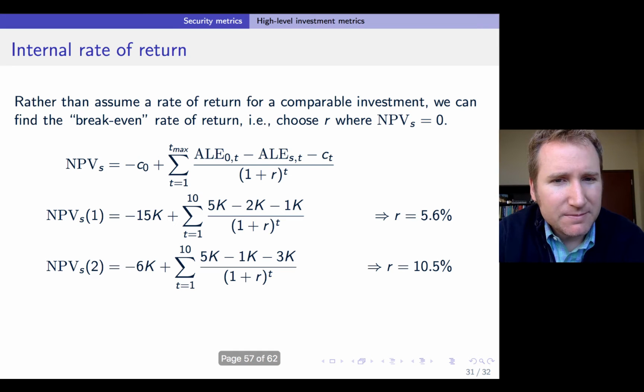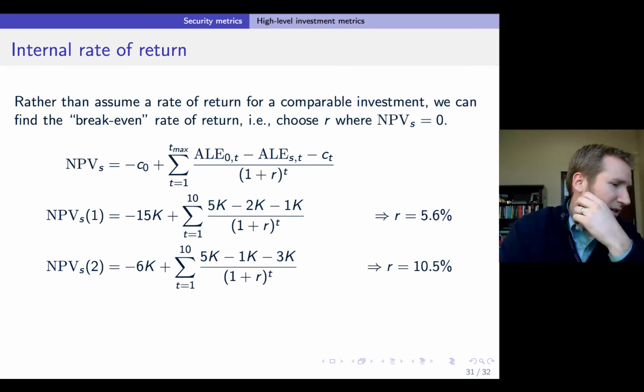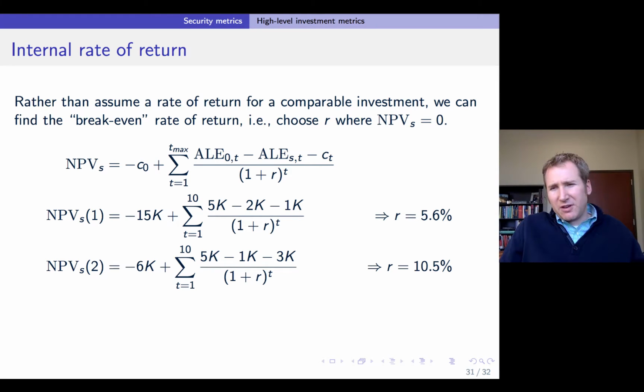So it's worth noting off the bat that no single metric is necessarily going to always give you a consistent answer, but it depends what you value. So let's talk lastly about doing the same calculation for internal rate of return. Here we are basically solving for the R that ends up being break even.